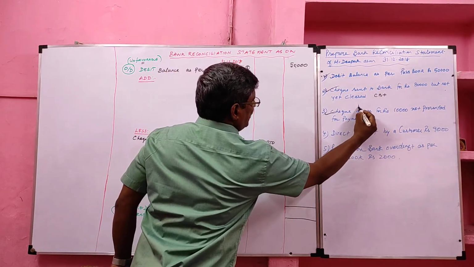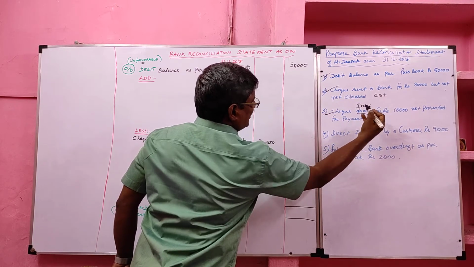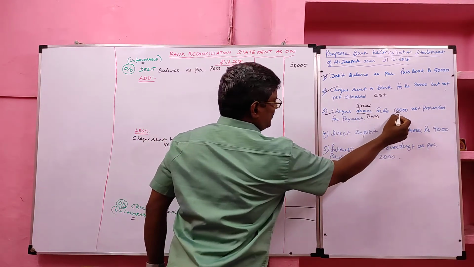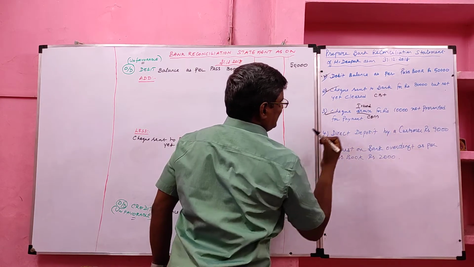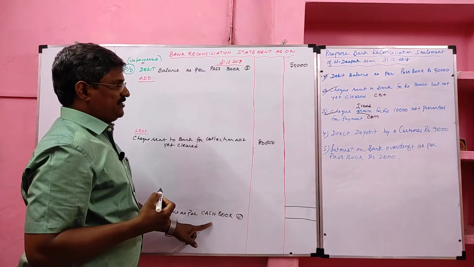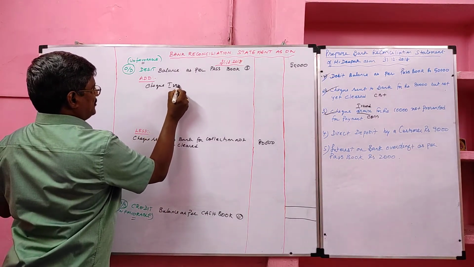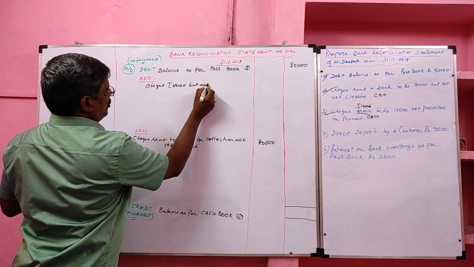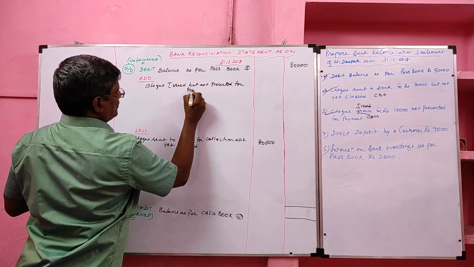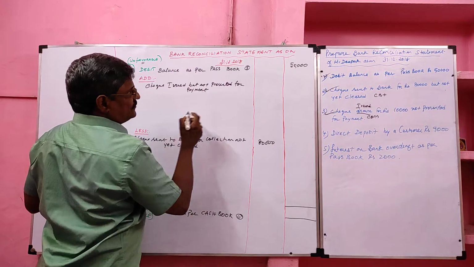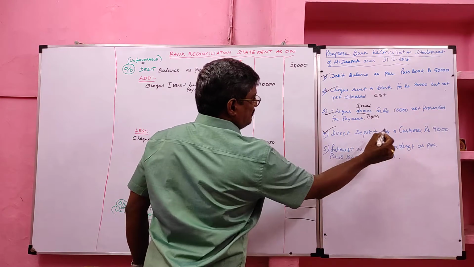Third one, check drawn. Drawn means issued. Where did the transaction take place? It was in the cash book. It was deducted. So, check drawn for rupees 10,000 not presented for payment. The transaction took place in the cash book. It was deducted. Now we should give the opposite effect. What do we have to do? We have to add check issued but not presented for payment. The value of the check, how much? 10,000.